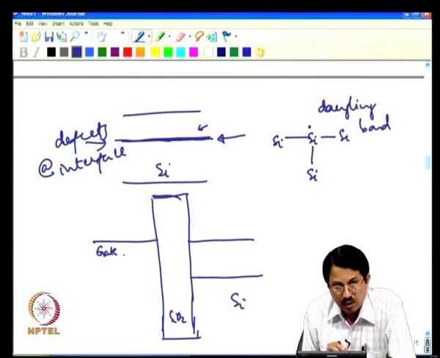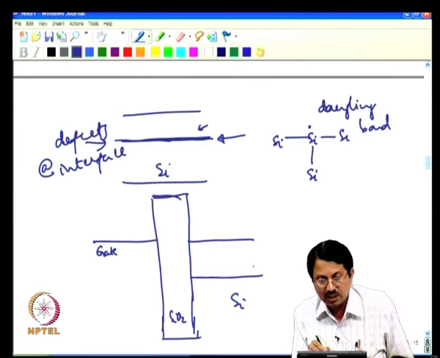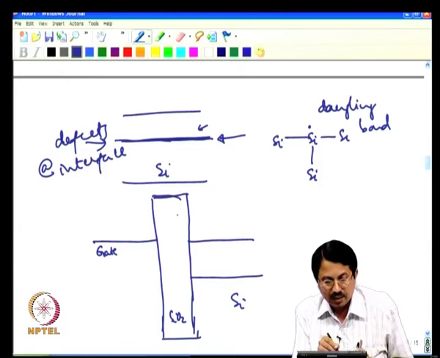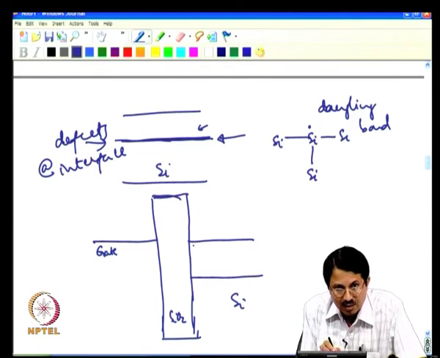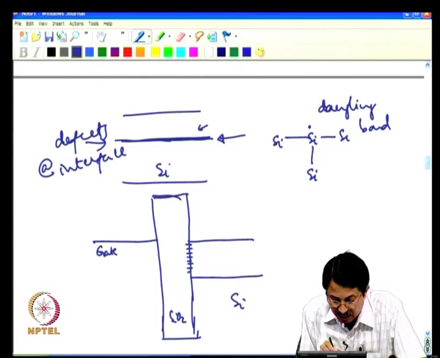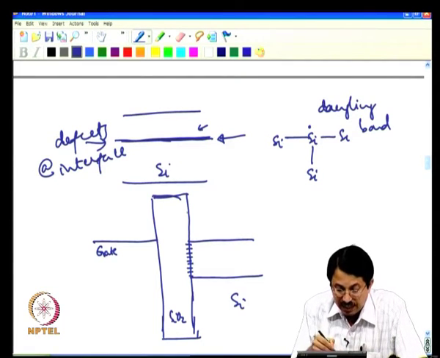Silicon here is perfect, with band gap Eg, there are no allowed energy states here. Oxide, again no allowed energy state in between, large band gap. But this transition region is non-ideal and it has a large number of allowed energy states. This is an energy picture of the same phenomenon.